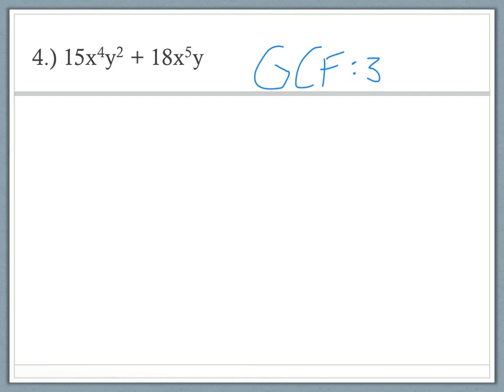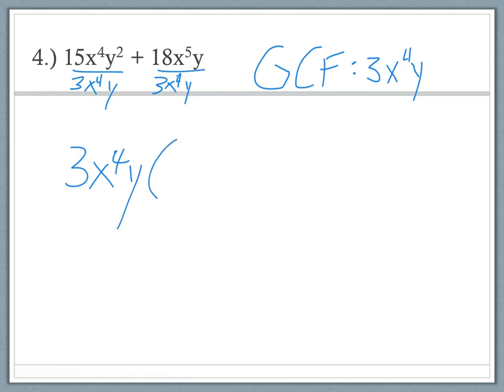Okay. If I look at my x's, I have 4 x's and 5 x's, so I take the lowest number of x's that they both have in common, which would be 4. Okay. This one I have 2 y's and 1 y, so I'm going to just put 1 y as my GCF. So I'm going to go ahead and do 3x to the 4th y, and then 3x to the fourth y. Make sure we put that out front.